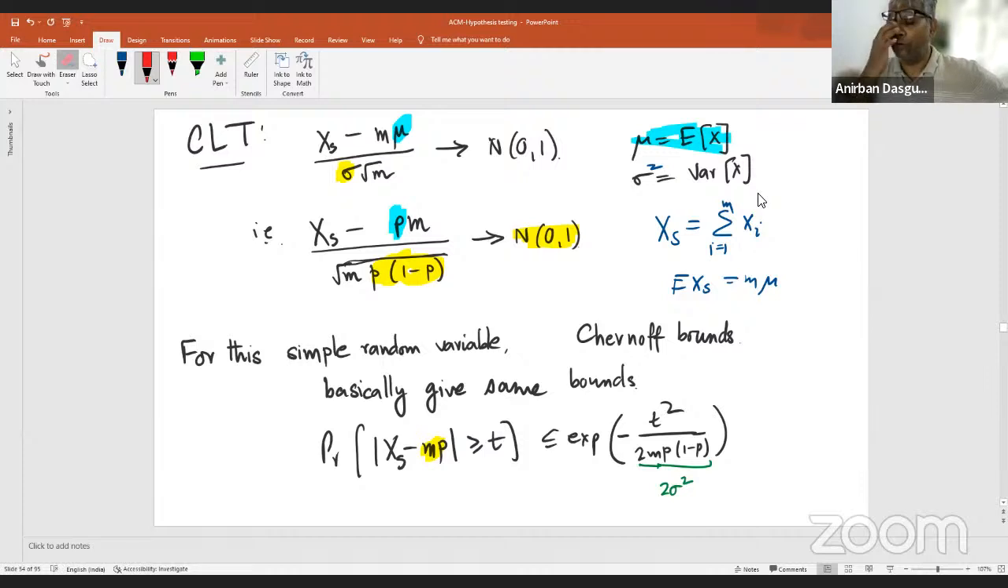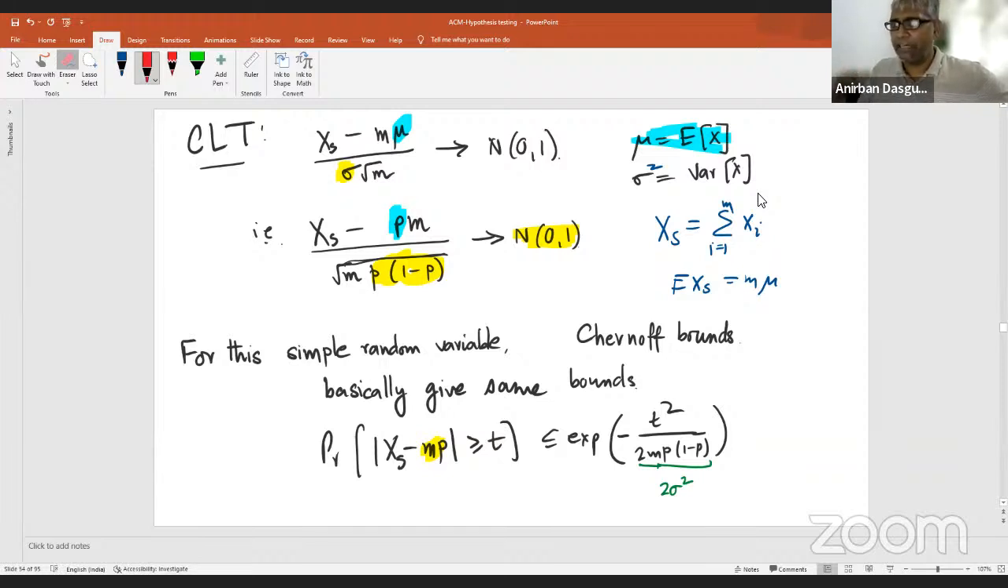So let's just see how the CLT would look. xs is the sum of identical random variables, because I'm tossing the same coin. Let's say that mu is the expectation and sigma is the standard deviation. So CLT says that (xs minus m times mu) divided by (sigma times square root of m) approaches N(0,1), where mu is the expectation and sigma squared is the variance of x, under the null hypothesis.